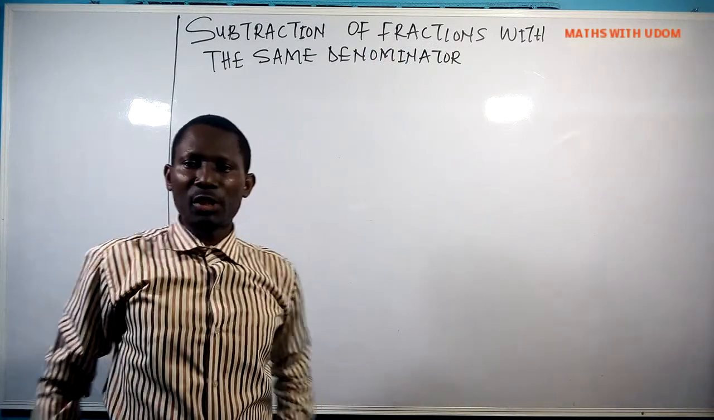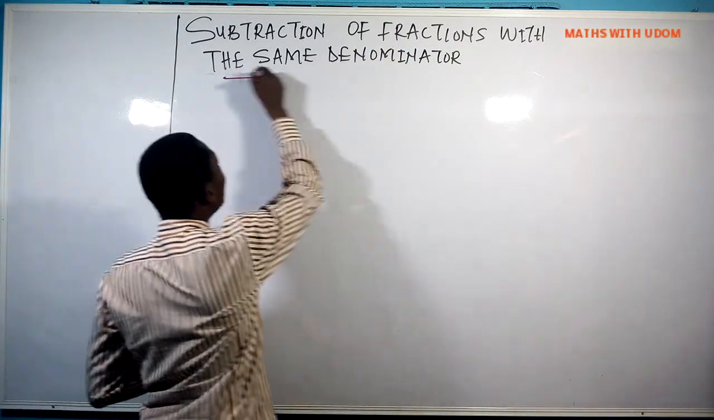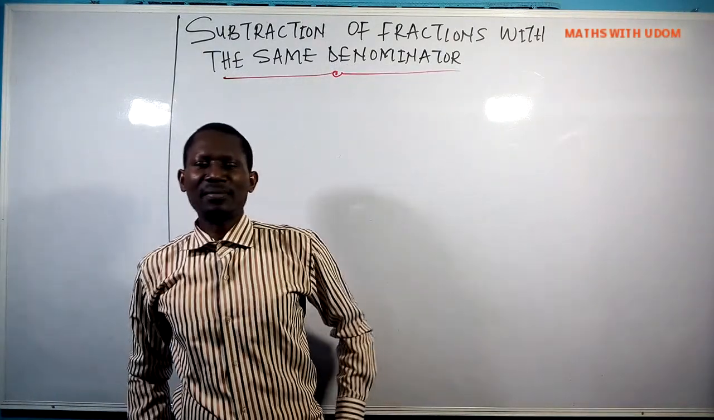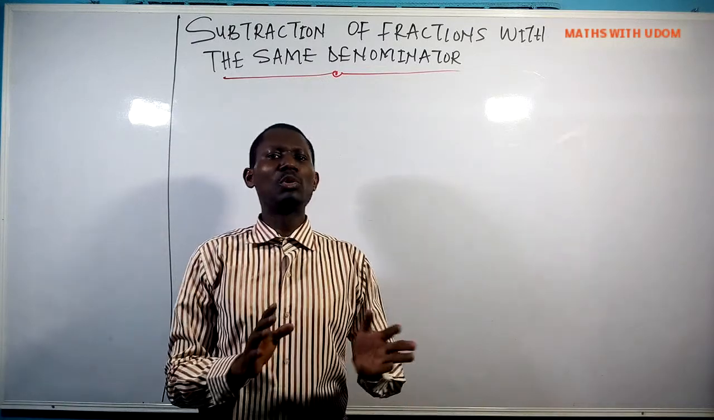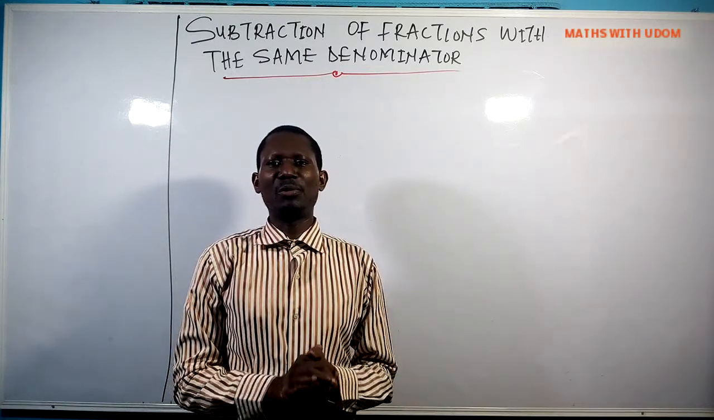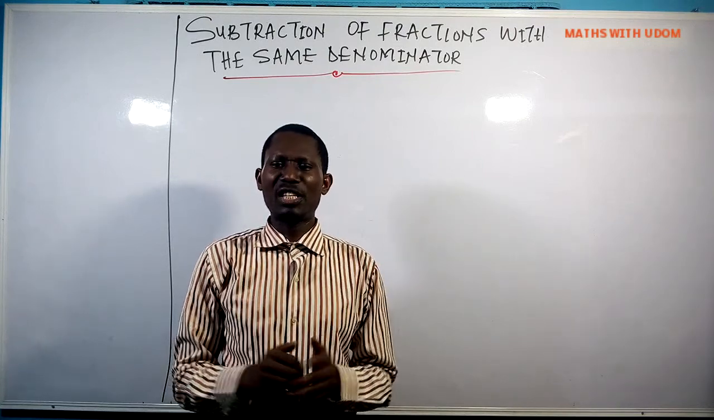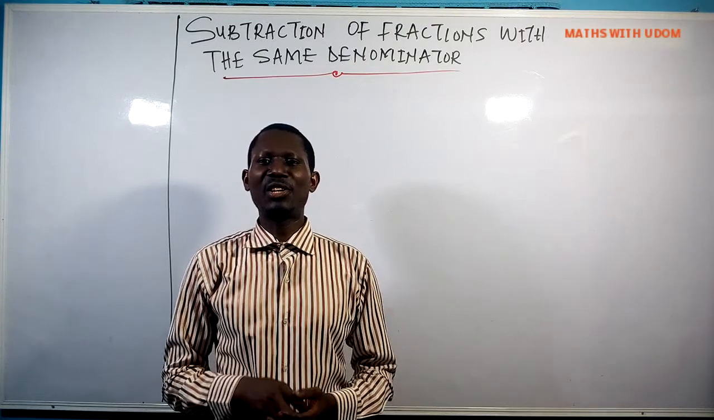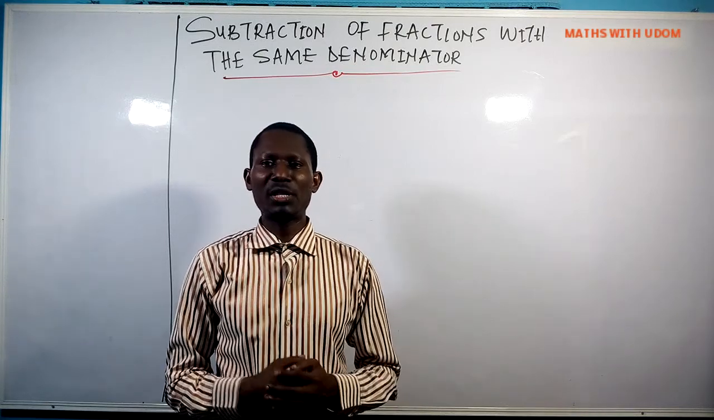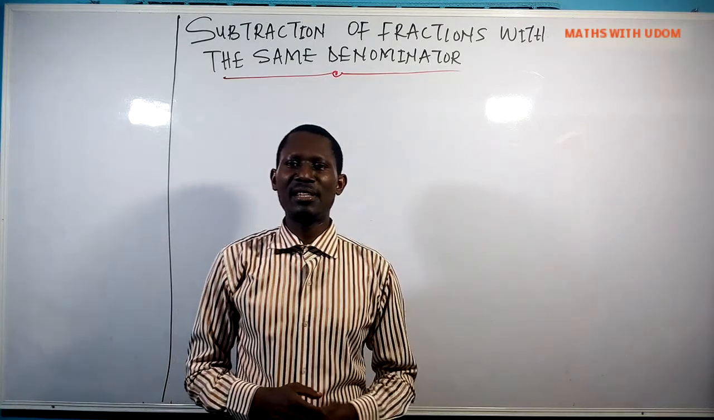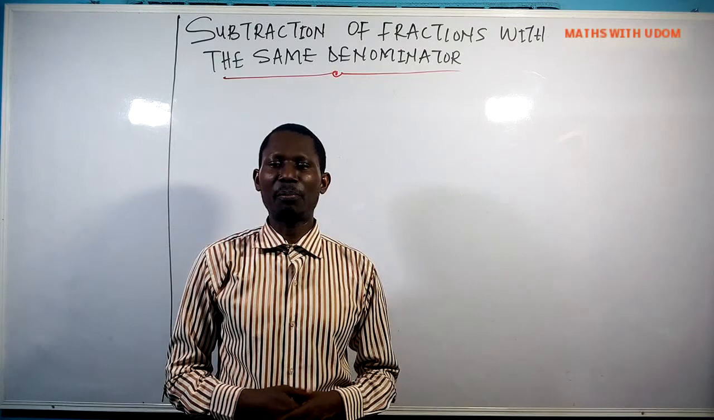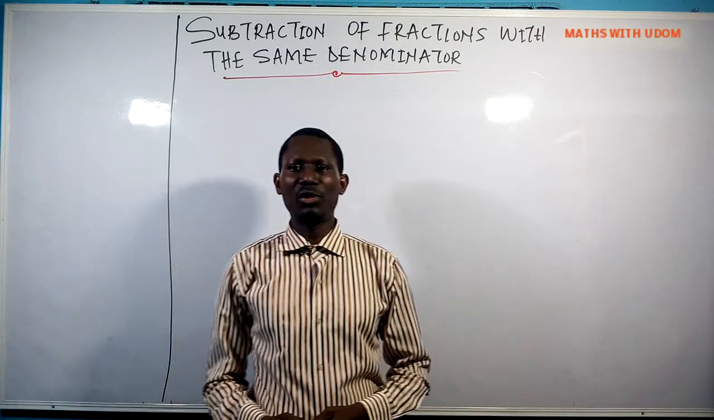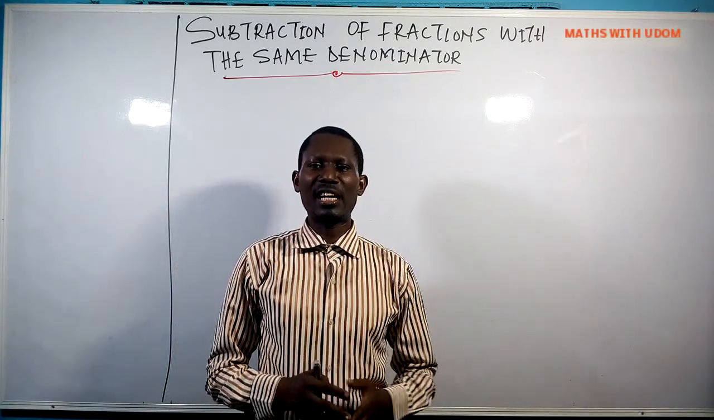Okay, subtraction of fractions with the same denominator. To solve this, we use the approach we use when we're doing addition of fractions with the same denominator. So we use the same approach. The only difference is that here we have a subtraction sign instead of the addition sign. Is that okay? We also have two methods we can use to solve problems in this topic. So let's look at some examples and then we'll move to the two methods we can use to solve this kind of problems.